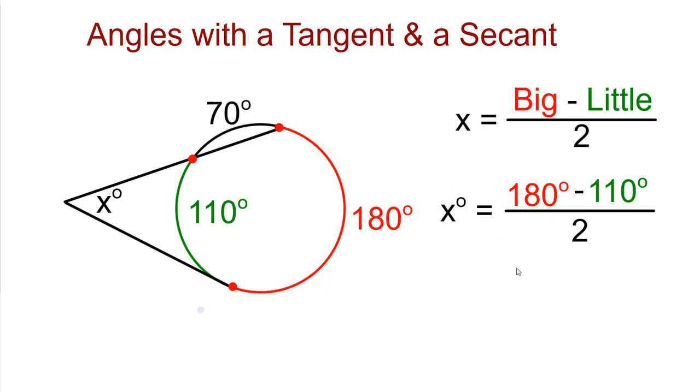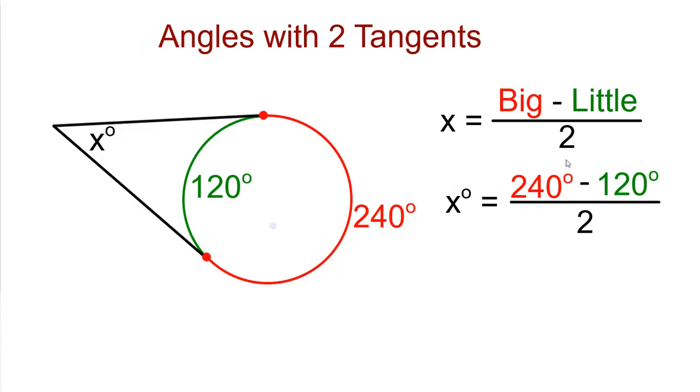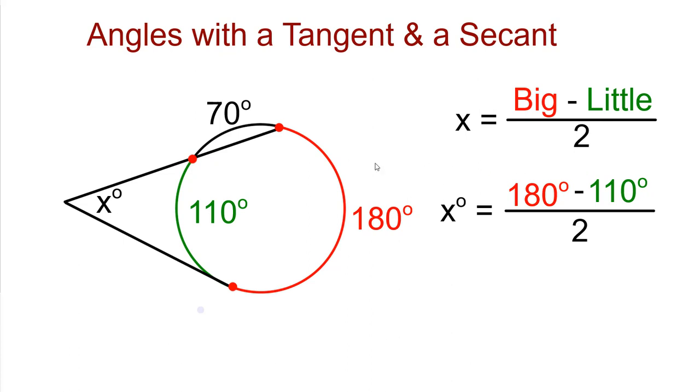It's the same formula as when we had two tangents: big minus little divided by 2. We just have the 70 degrees that are not being used in the formula. So the difference between them is going to be 70. When we subtract that, that leaves us with 35. So this angle here would be 35 degrees.